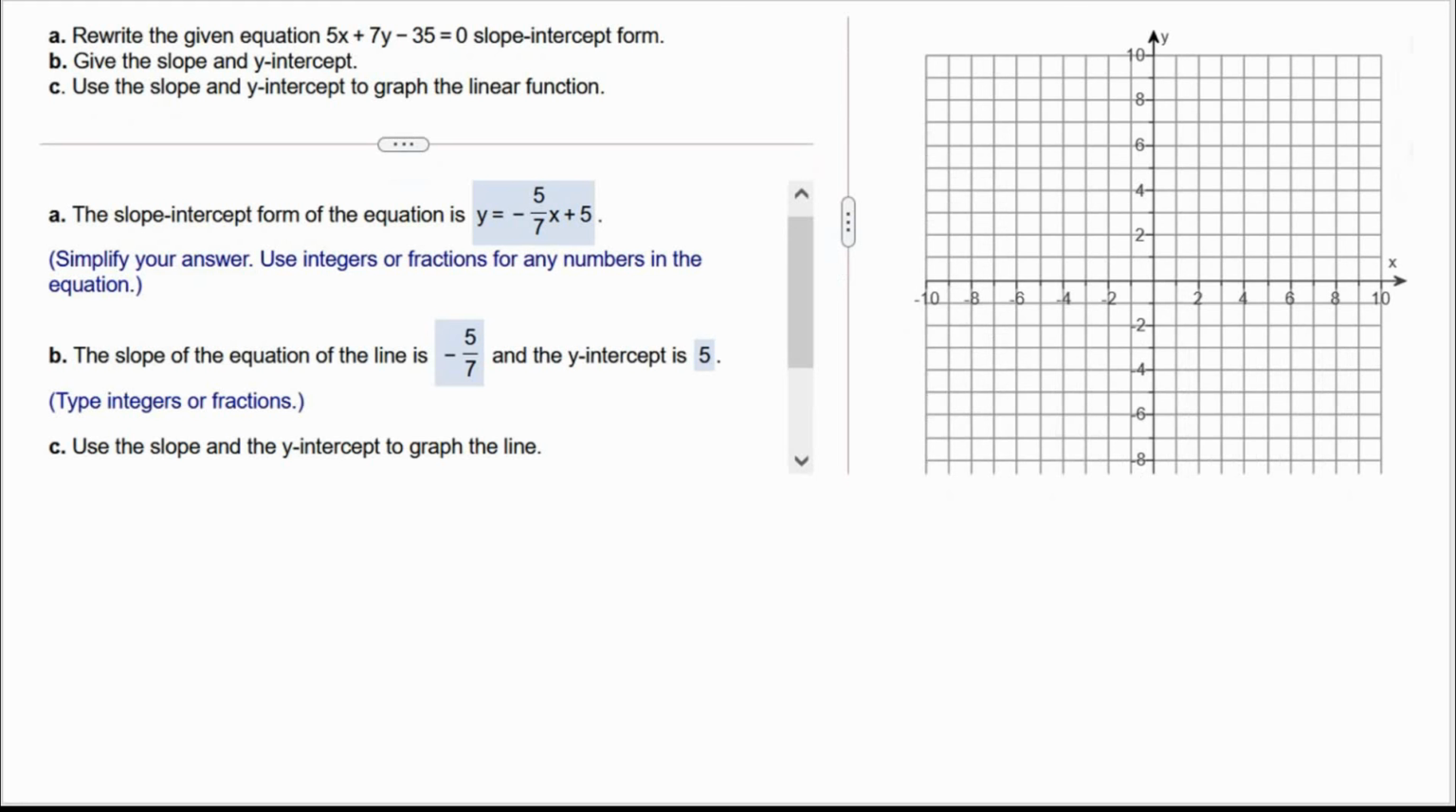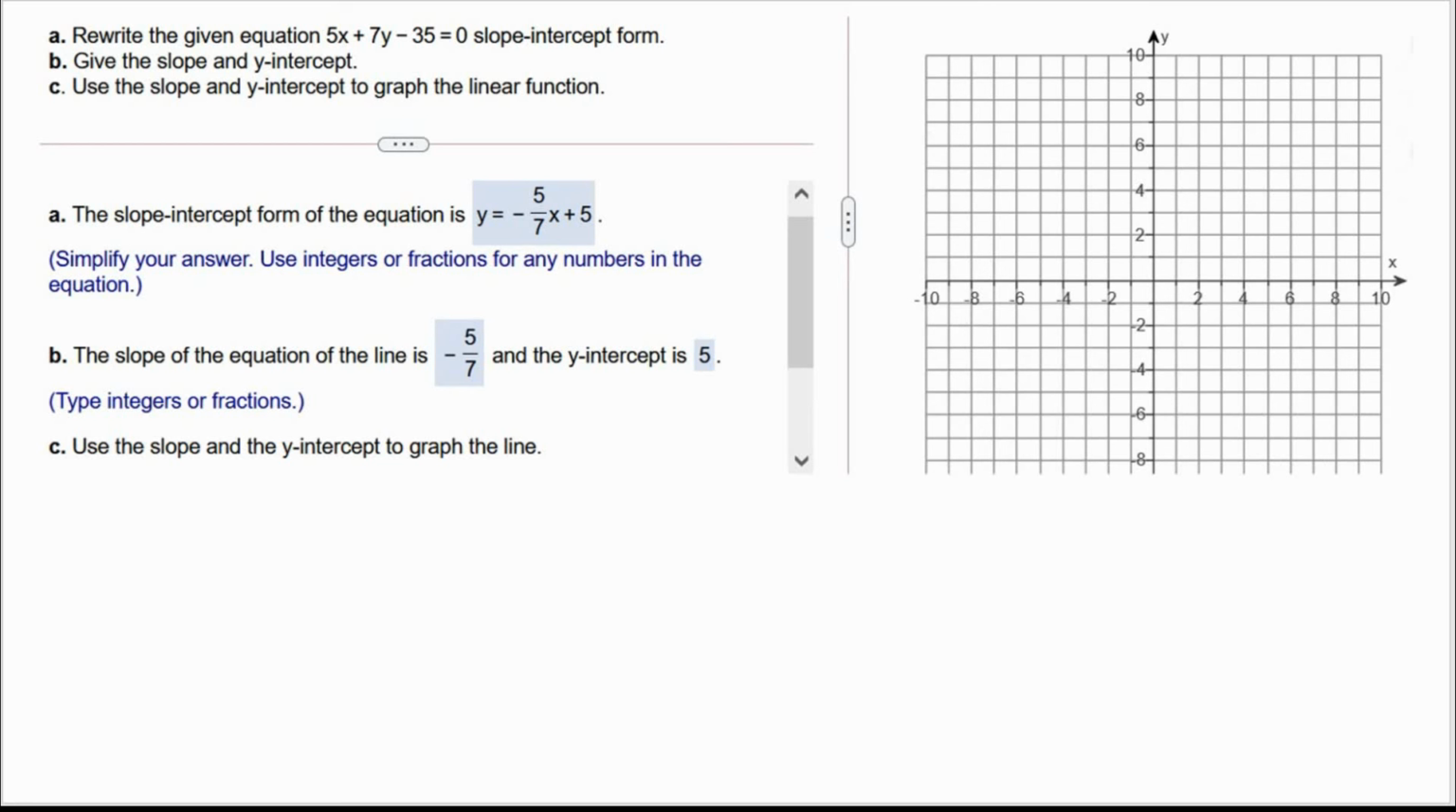Okay. Now here, they give us an equation in that general form. What they want us to do is rewrite the equation to put it into the slope-intercept form. Why? It's because I want to graph it. I worked it out and put the answers there already, but it's fine. We'll walk through it. So we want to take that equation, 5x plus 7y minus 35 equals 0, and write this in the slope-intercept form. That just means to get y by itself.